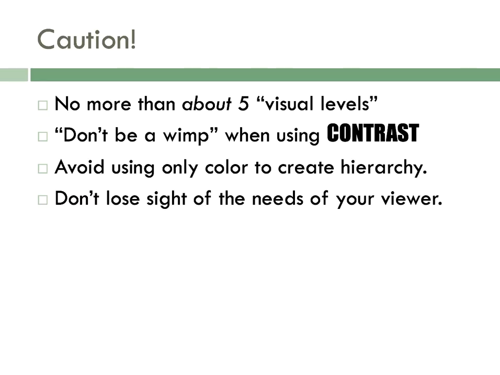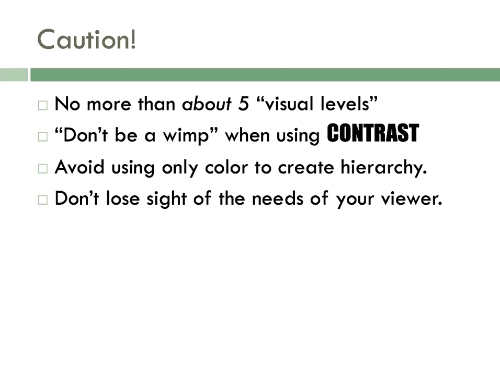Don't be a wimp when it comes to using contrast. This is in our optional textbook. Don't be a wimp when it comes to using contrast. Don't make people guess whether or not something is more or less important. Make it very clear when we're using contrast. Avoid using only color to create hierarchy. Color is the weakest of the methods to create hierarchy, and so it's better when it's paired with something like weight or something like size to really make sure it's clear. And then don't lose sight of the needs of your viewer. Make sure that we are showing this to other people who aren't as familiar with the information and that they're able to decipher the different levels.